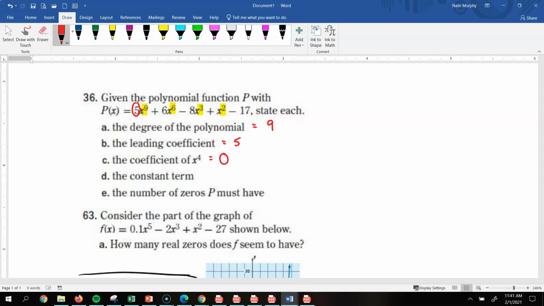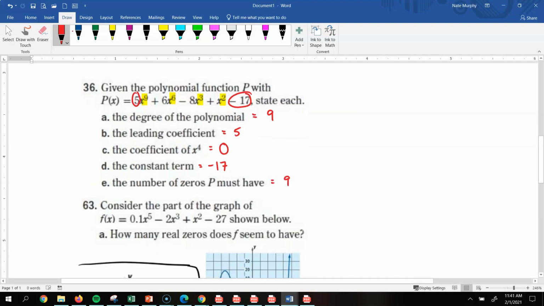The constant term is whatever we have at the end here without a variable. So here it's not just 17, it's a negative 17. And the number of zeros it must have at least, since the degree is 9, it must have 9 zeros then.